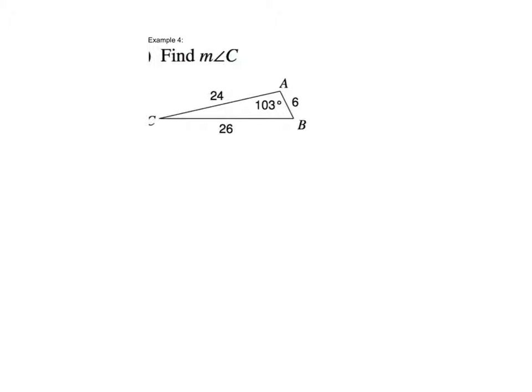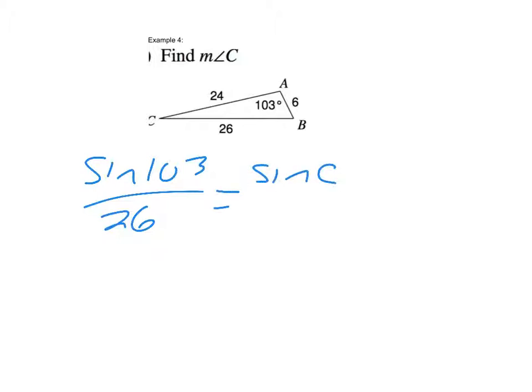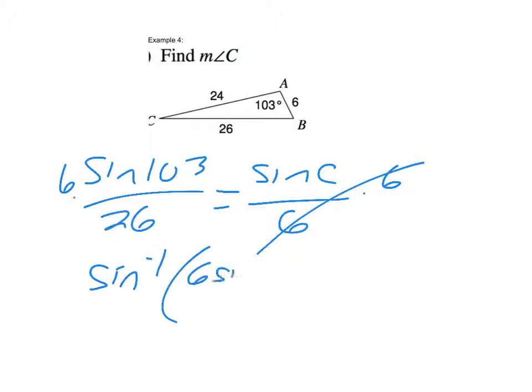Okay, we're asked to find C again. So I know A, so I'm going to say sine of 103 over 26 equals sine C over 6. So multiply both sides by 6 and then take the inverse sine of all of this. And I'd say because it's a lot smaller than 103, the side should be a lot smaller than 26.